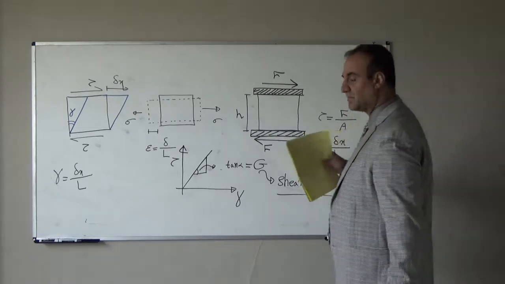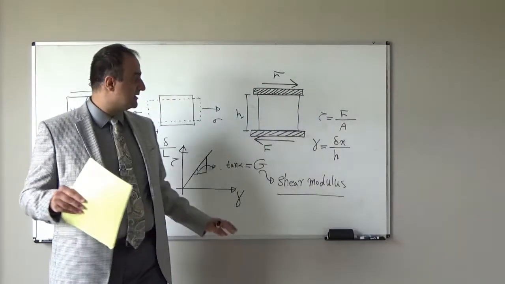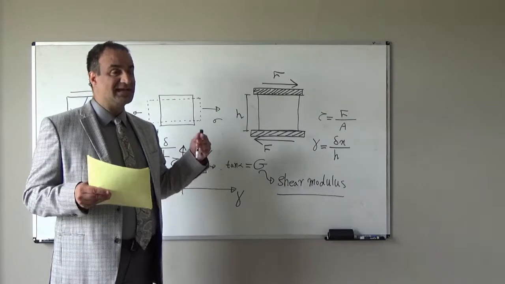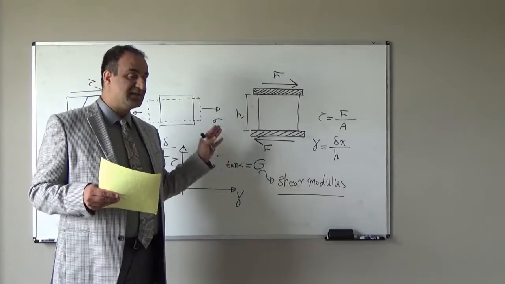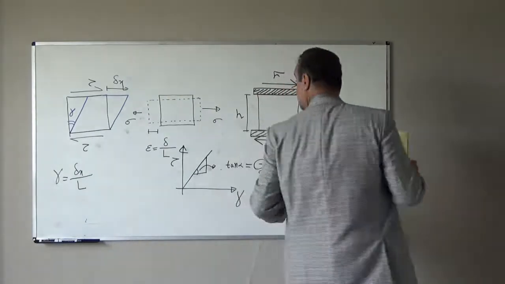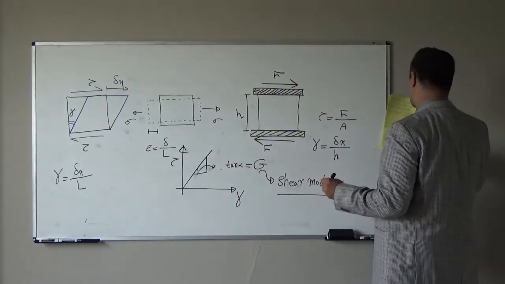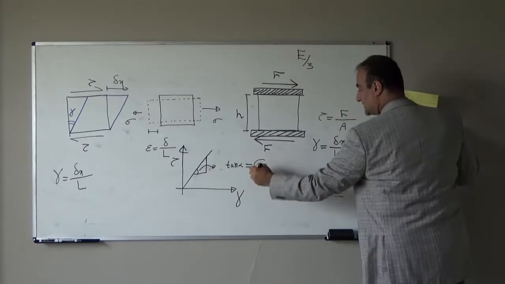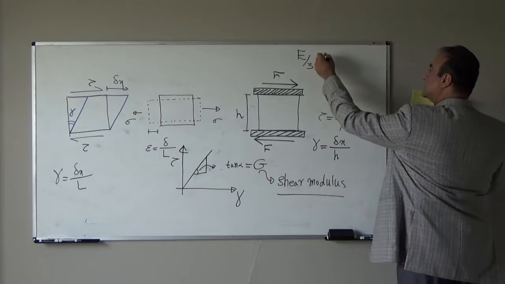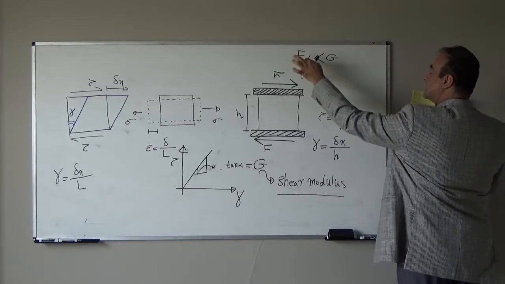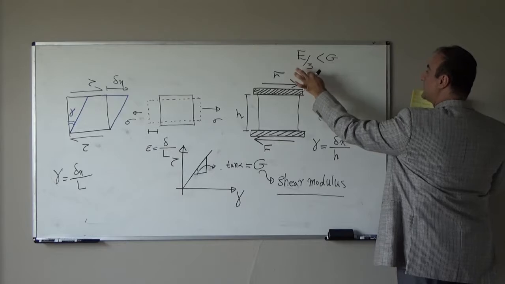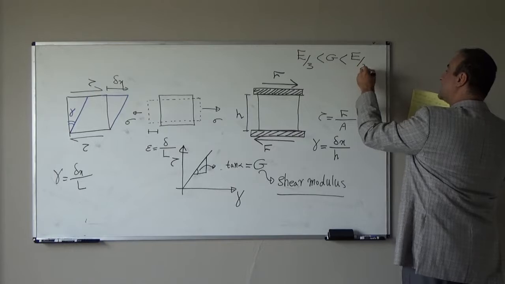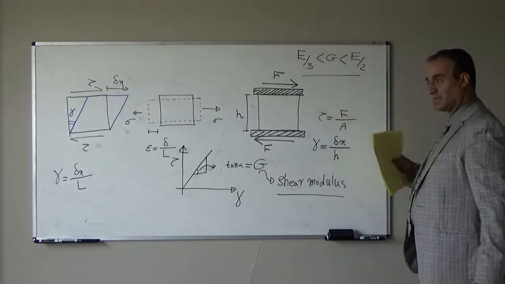Over there we call it Young modulus, we show it with capital E. Here we show it with capital G, we call it shear modulus. There is a relationship between E and G. Later on we will prove that. For now it is good to know the range for shear modulus. Shear modulus usually is bigger than Young modulus divided by 3, and it is smaller than Young modulus divided by 2. So E is Young modulus.